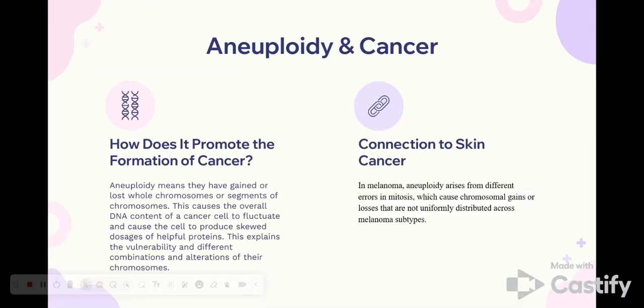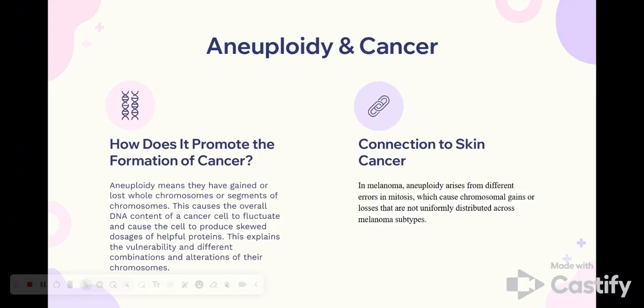Aneuploidy and cancer. First, how does it promote the formation of cancer? When the karyotypes of cells are aneuploid, it means they have gained or lost whole chromosomes or segments of chromosomes. This aneuploidy causes the overall DNA content of a cancer cell to either double or be cut in half than that of a standard diploid cell.